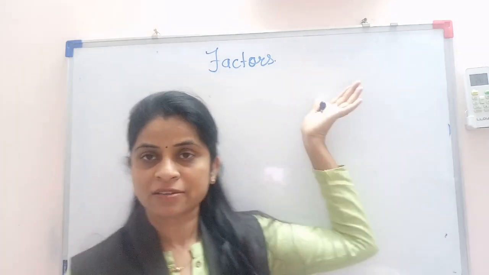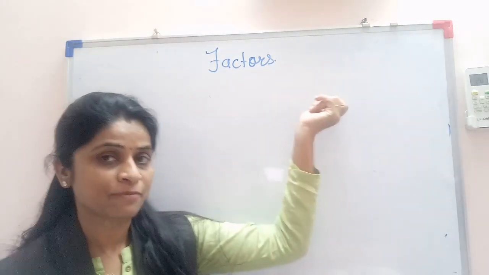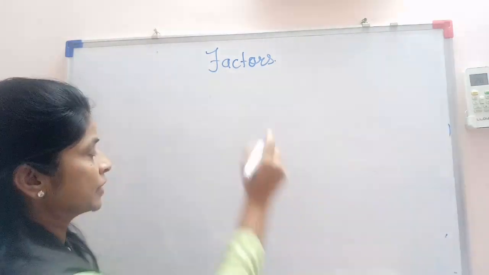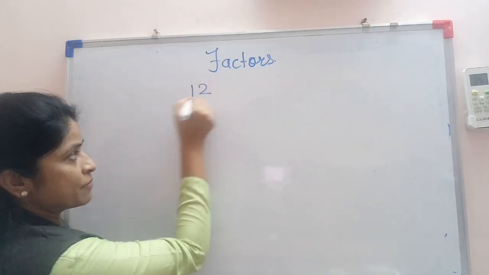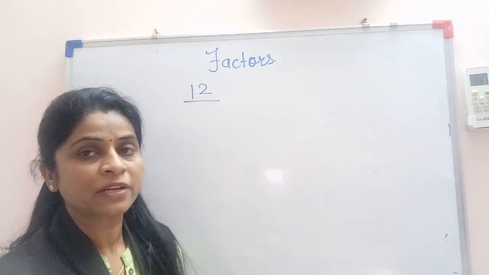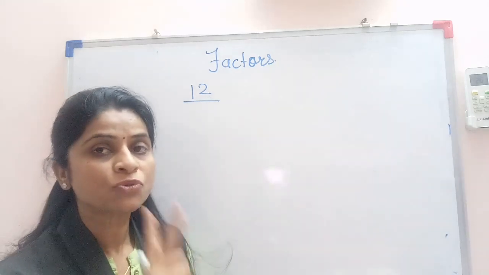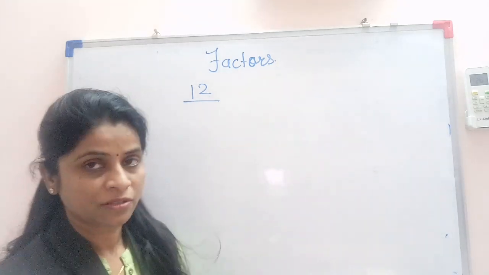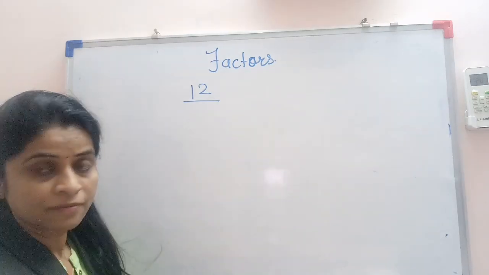Now today we are going to learn the term factors. What do you mean by factors? That I will explain to you through an example. See, I have taken the number 12. This 12 is obtained when a pair of two numbers are multiplied with each other. Now let's see the pairs.